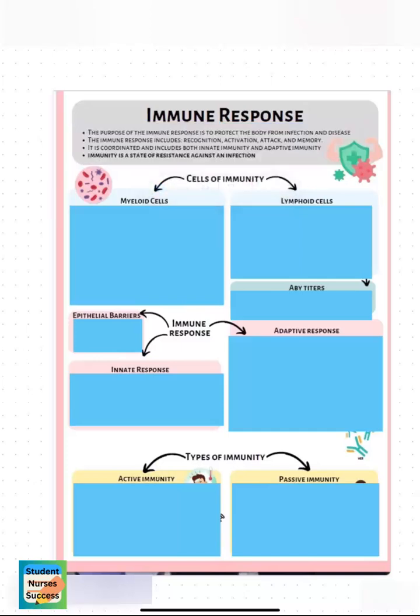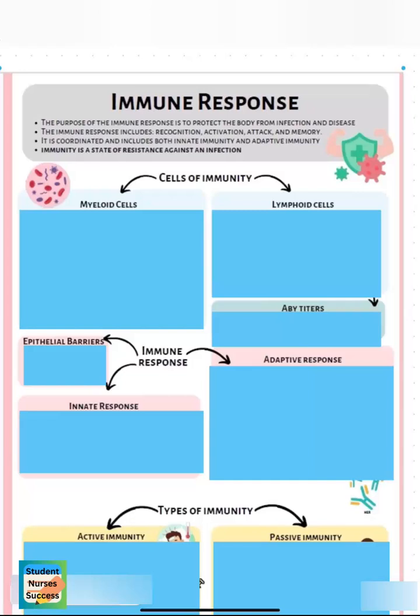Let's begin first by talking a little bit about immune response. The purpose of the immune response is really to protect the body from infection and disease. The immune response includes recognition, activation, attack, and memory pieces. It is a coordinated response and it involves both the innate immune system and the adaptive immune system, both of which we will cover in this video.